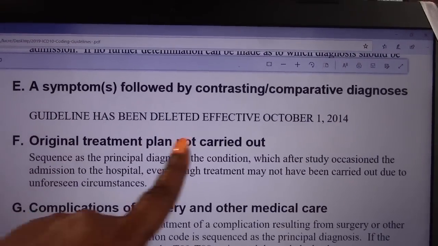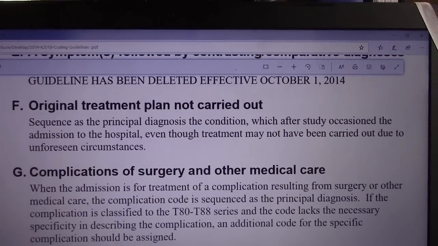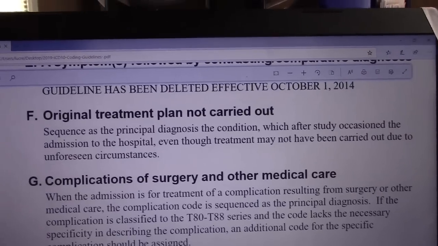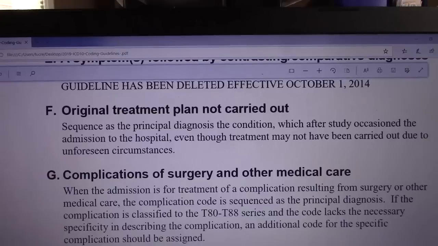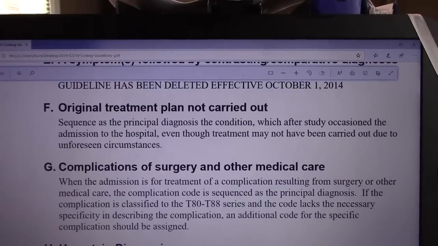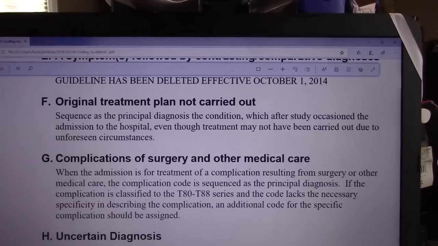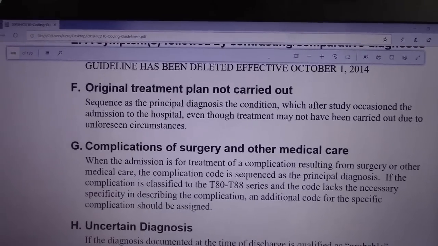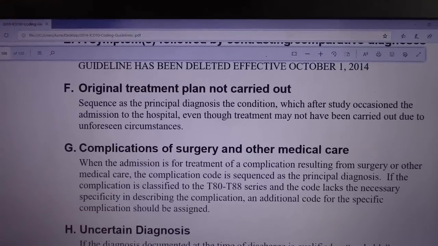E has been deleted. And then F, original treatment plan not carried out. And we've seen cases like that, guys. It says the original treatment plan not carried out: sequence as the principal diagnosis the condition which after study occasioned the admission to the hospital, even though the treatment may not have been carried out due to unforeseen circumstances. So if they were admitted for a particular diagnosis, that diagnosis remains the diagnosis.